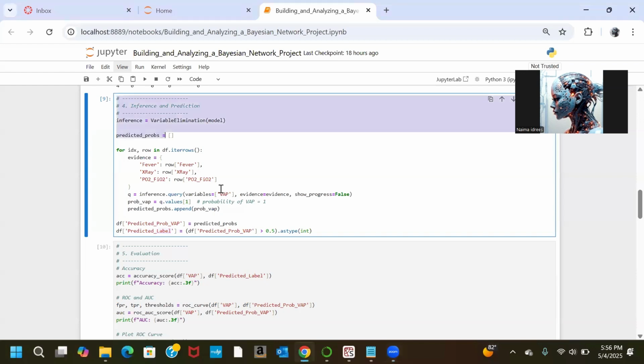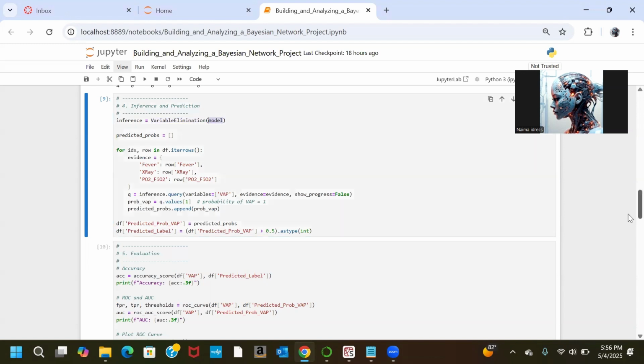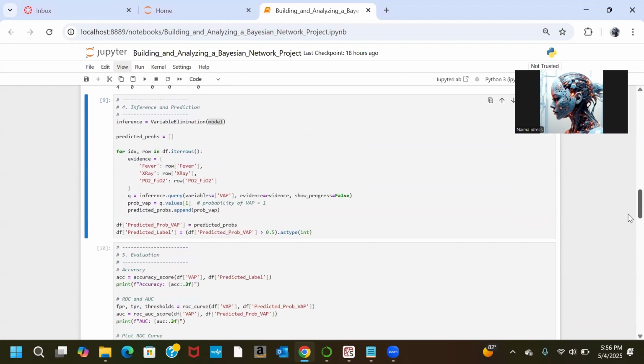Okay, so for this part, we are doing inference and prediction. This initializes the inference engine based on your Bayesian network, by using this function, which is variable elimination, and we have passed the model which we have prepared above. Here you see looping through the, before moving further, I have to explain that this is the list, and looping through each patient row in the data frame.